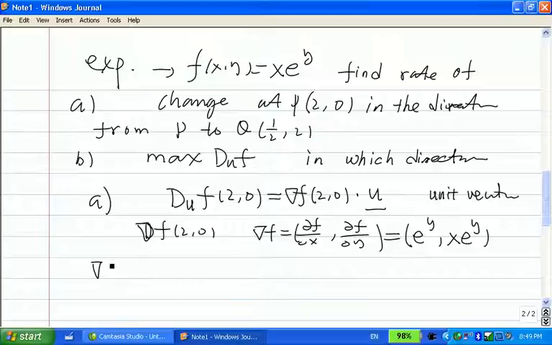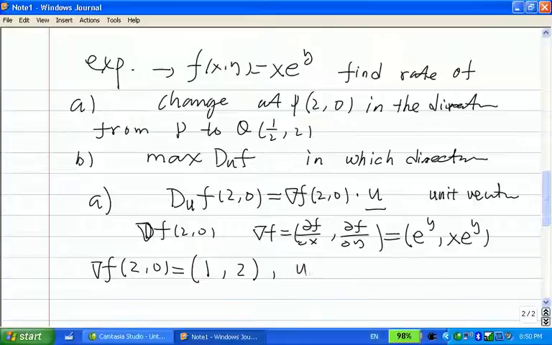Then we have to evaluate the gradient of f at (2, 0). What that means is that whenever you see x, replace it by 2, and y replaced by 0. So the first one, e to the 0, gives you 1. The second one is x, which is 2, times e to the 0, which is 1. So that's it.